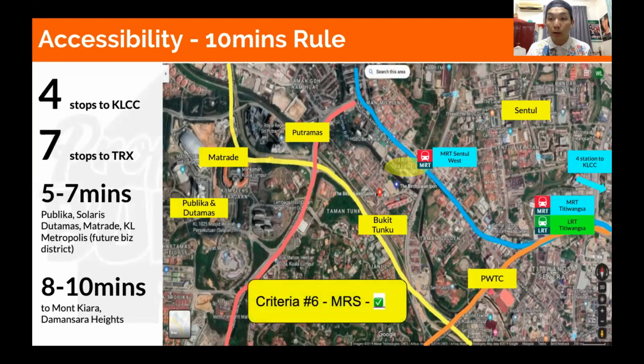So this one, multiple rental strategy. That means you can target a lot of different people, whether it's mass market, bachelor, family, local or expat. So when we are so accessible to multiple areas, with the connectivity of MRT, criteria number 6, multiple rental strategy, is met.